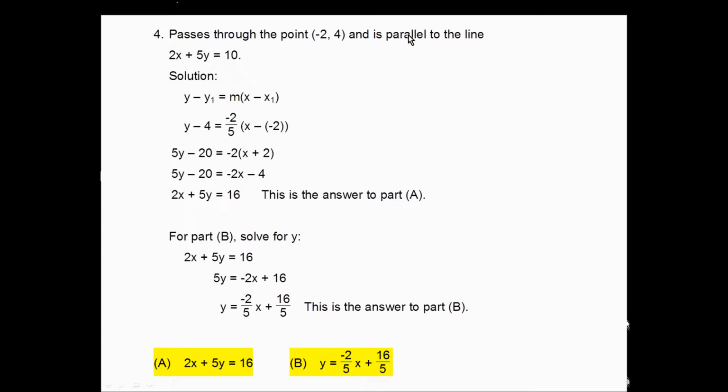Let's go ahead and do perpendicular. Let's go ahead and make our second example of perpendicular one. So for number 5, it passes through the origin, so there's your point, and it's perpendicular to the line 4x plus 3y equals 21. Okay, now remember, for perpendicular, they have to have slopes which are negative reciprocals.